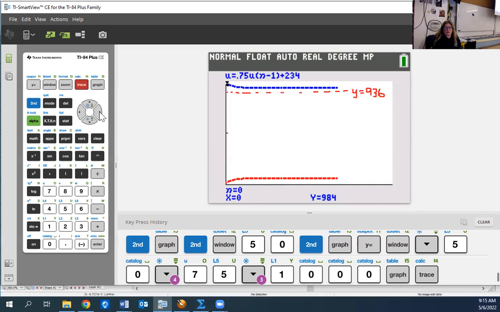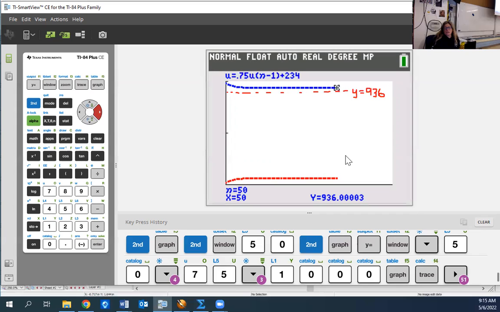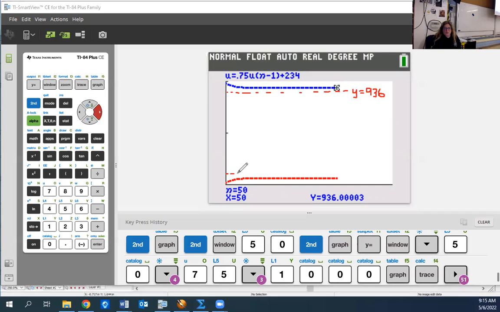Let's just move ourselves along here. Look what happens, guys. Can everyone see what's happening to y? Eventually, we're just going to say, all right, it's 936 already. I could actually go a little further. We're eventually going to get to 936. You guys, what's the asymptote down on the bottom? What's this? Y equals 64.